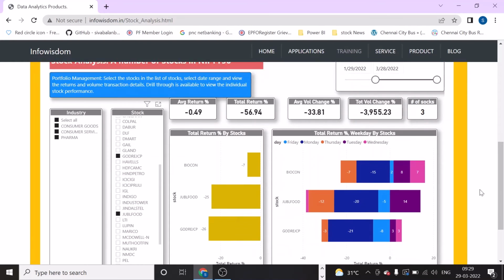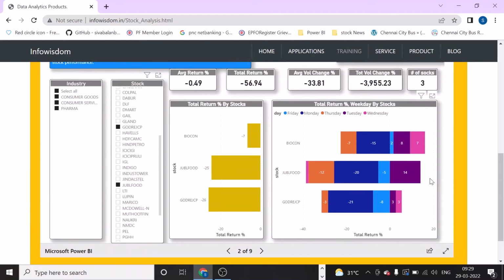And if you are planning to buy this one, here it shows every day, Monday, Tuesday, Wednesday, how every stock is performing. For example, Jubilant Food is giving good returns on Tuesday. At the same time, it gives a very low return on Monday. Likewise, Biocon gives good returns on Wednesday, and on Monday it is giving a bad return, that is -15.36. So if you are planning to buy Godrej CP or Jubilant Food, then you can take additional information from this one.